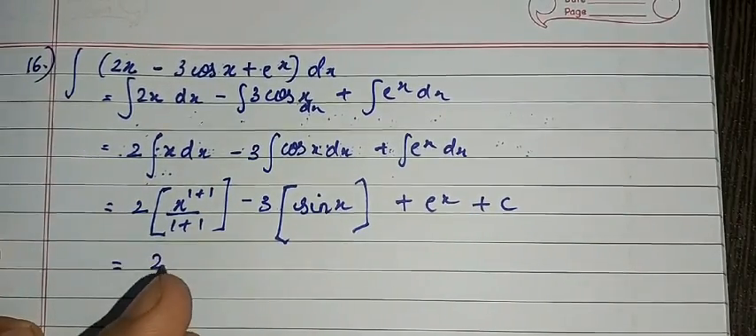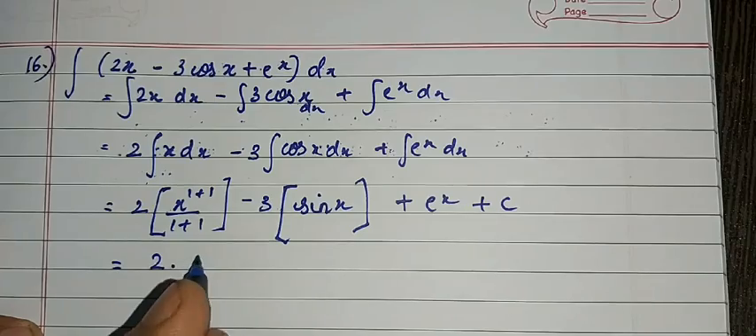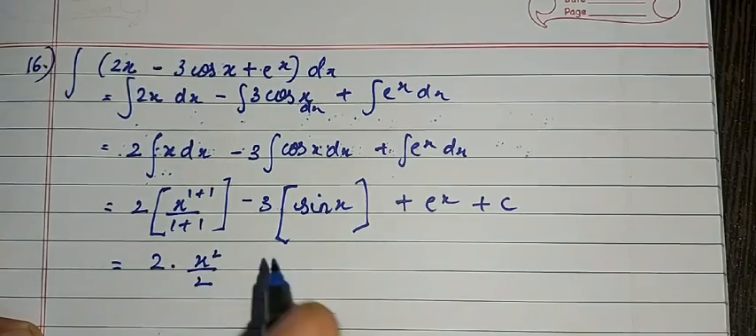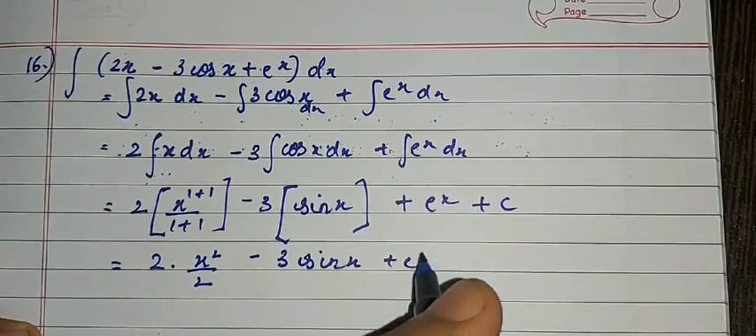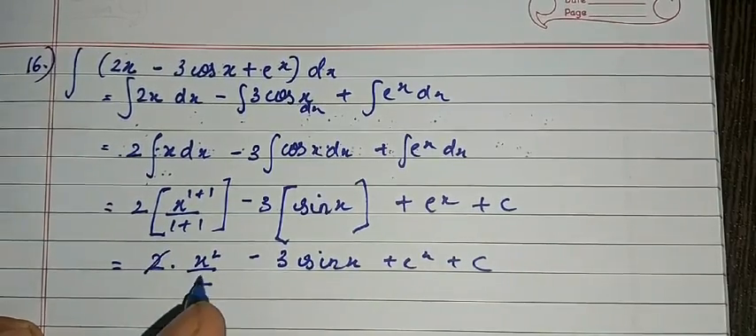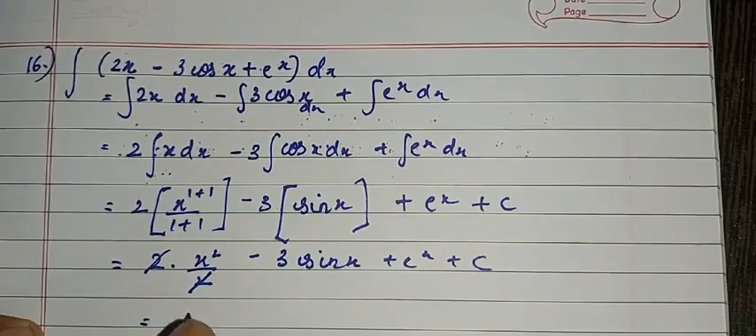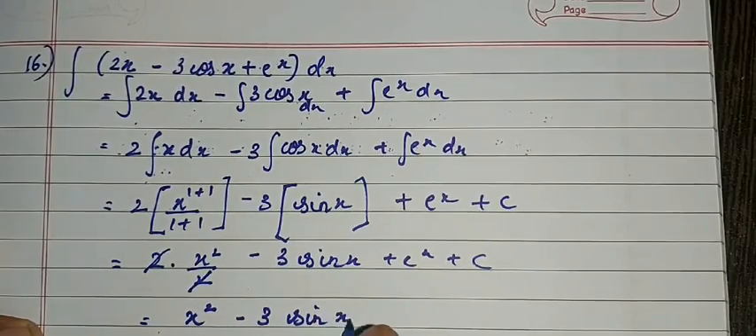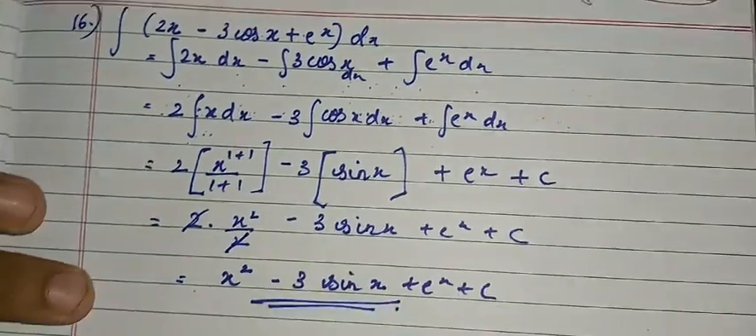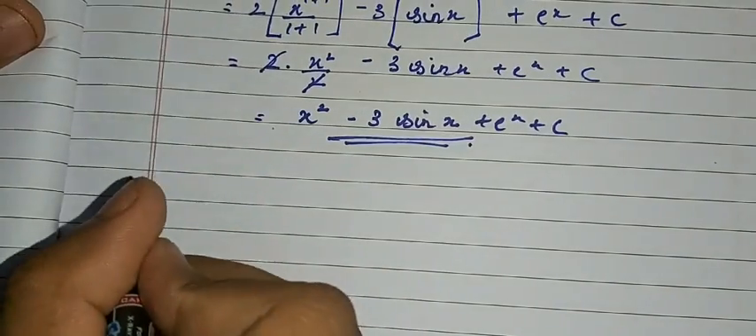Now 2 into x raised to 1 plus 1 by 2 minus 3 sin x plus e raised to x plus c. This 2 and this 2 get cancelled off. Now x square minus 3 sin x plus e raised to x plus c. Now 17th question.